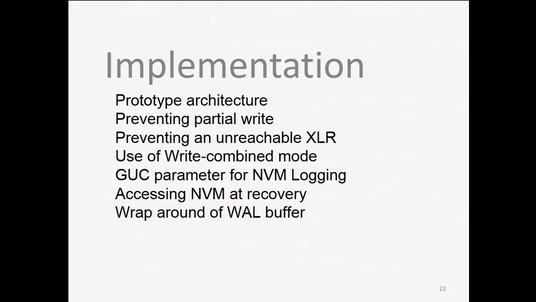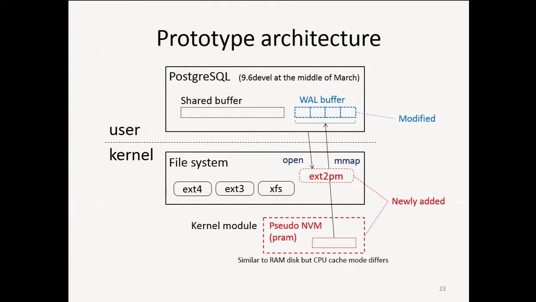Then I'll present the implementation of the prototype. This diagram illustrates the architecture of a prototype that implements NVM logging. This prototype uses two Linux kernel modules, this one and this one, specific for the prototype. The PLAN module reserves kernel memory, which is used as a pseudo NVM.